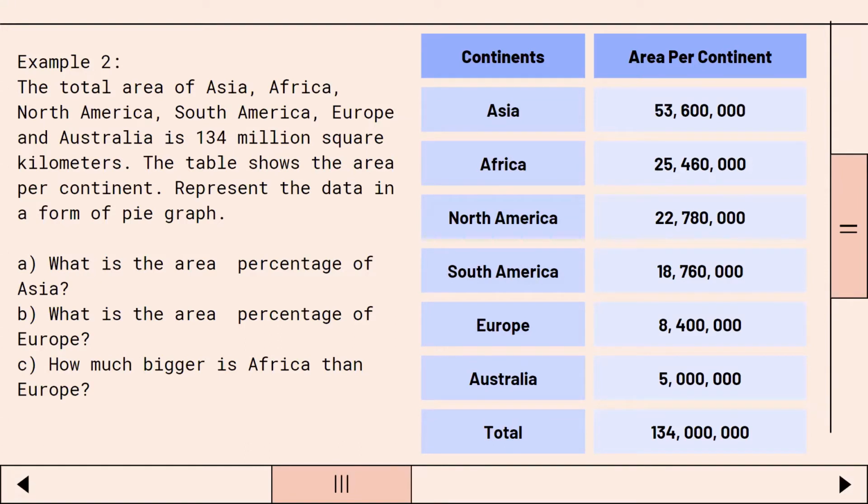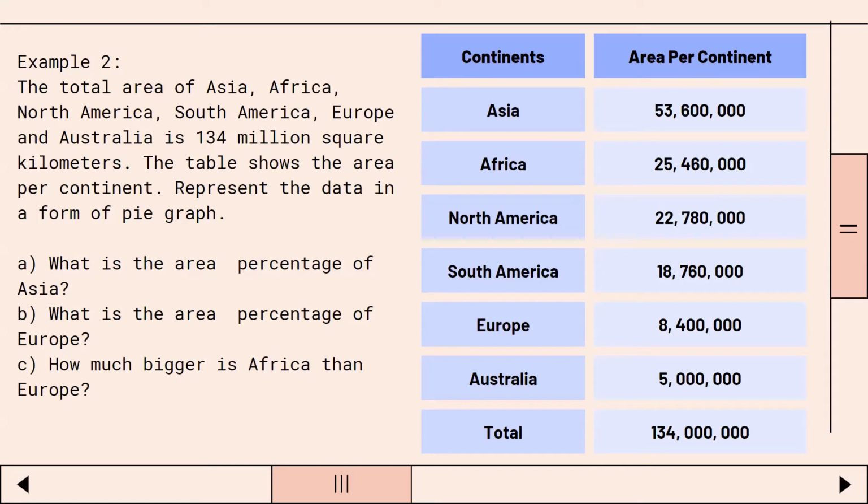You can see here the area per continent for Asia is around 53,600,000. For Africa, it is 25,460,000, while in North America, it is around 22,780,000. In South America, it is 18,760,000. Then for Europe, it is 8,400,000. And lastly, for Australia, it is around 5 million. The total area of all the continents is 134 million.